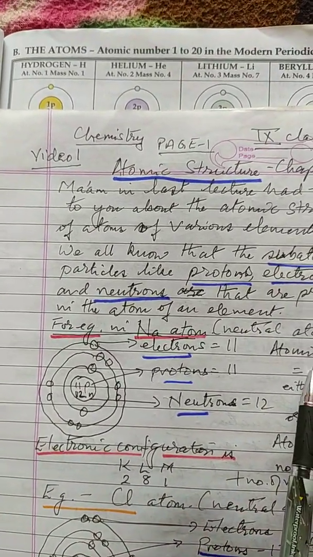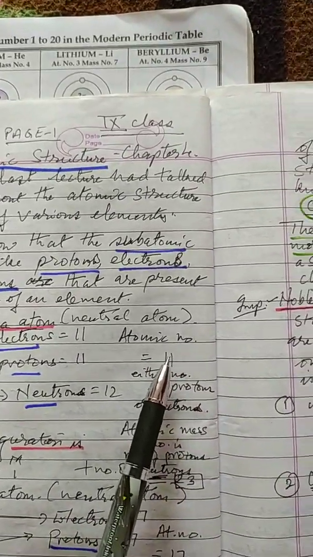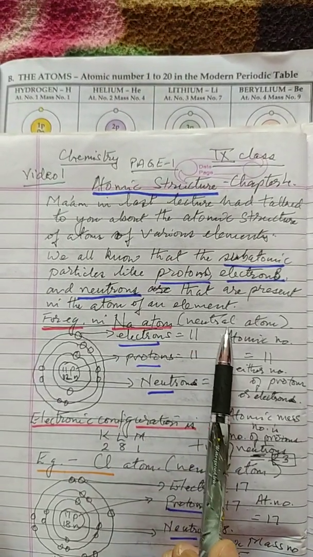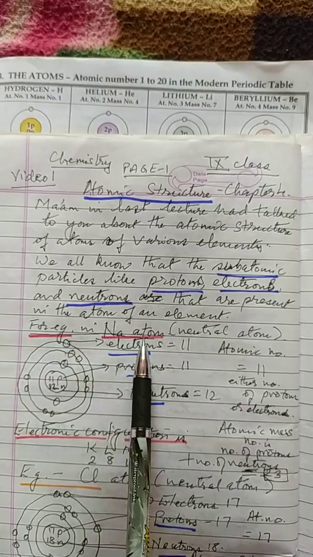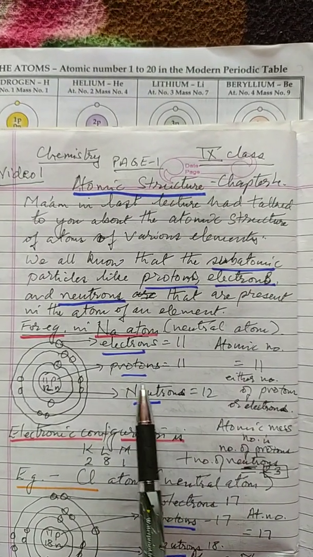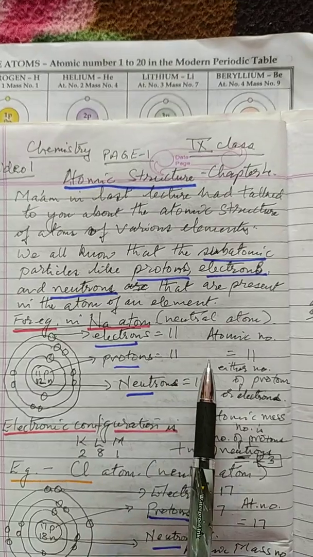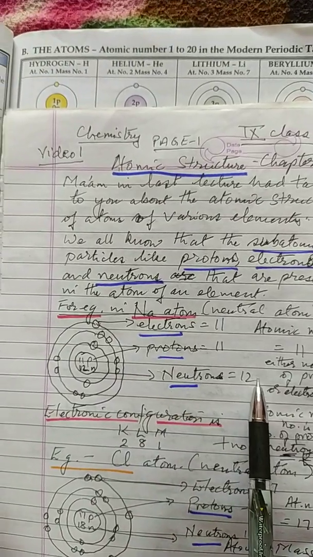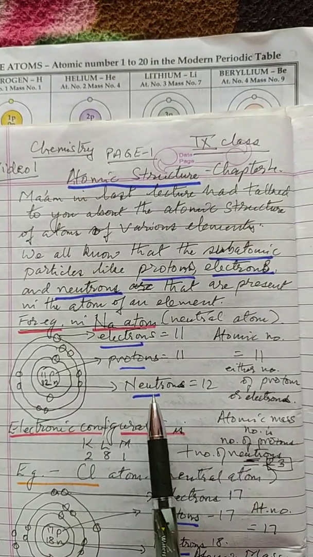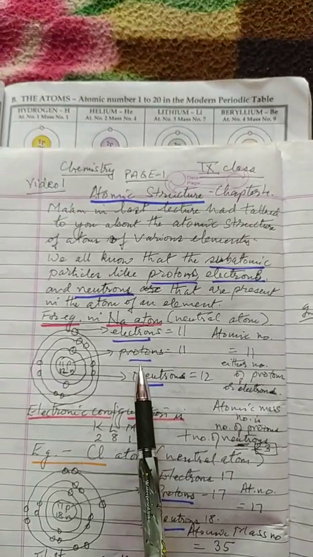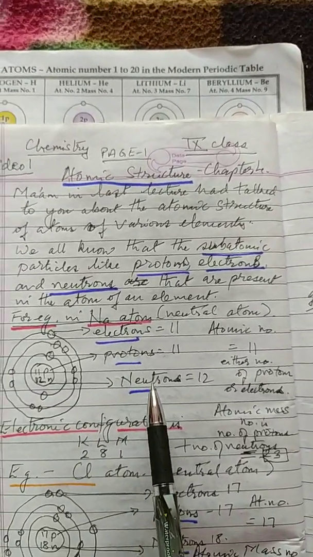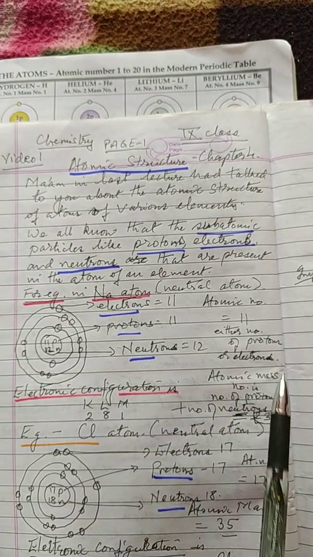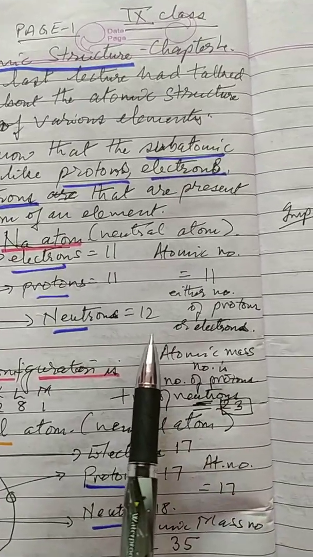So what is atomic number, children? As you know, atomic number is the number of protons or the number of electrons in a neutral atom. So this sodium atom is a neutral atom, because the number of protons is equal to the number of electrons. And then let us revise, children, atomic mass is the total number of protons and neutrons, which is 11 plus 12. So the atomic mass is 23, we see here.